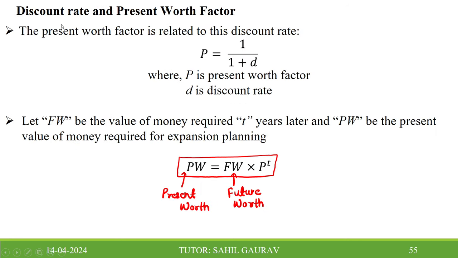Now this discount rate and present worth factor, you can define this present worth factor as 1 upon 1 plus d. If FW represents the value of money required 2 years later and PW represents the value of money required for expansion planning, then the present worth is related as future worth into P upon T.